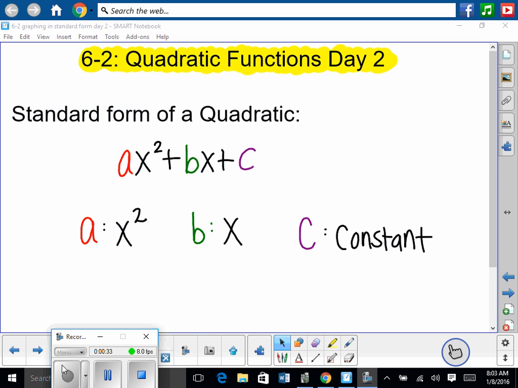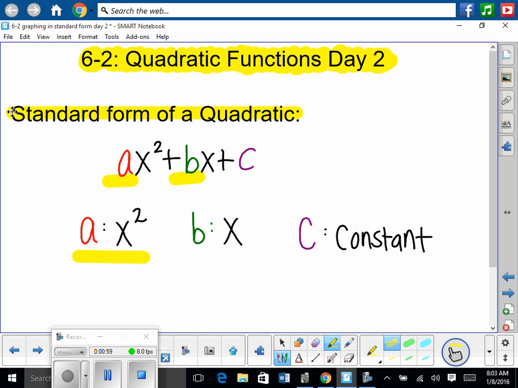Now I'm going to tell you once again, this is the standard form of a quadratic, ax squared plus bx plus c. It is important that you understand a is always in front of x squared. Is everybody okay with that? A is the coefficient, the number in front of x squared. B is always in front of x. It's the coefficient in front of x. And C is always our constant coefficient, meaning there's no variable with it. So A, B, C. Are we all okay with that? Okay.